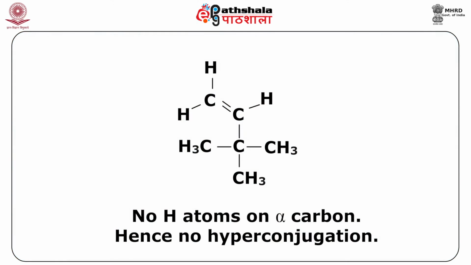For example, in case of this particular alkene, as you can see here, which contains a tertiary butyl group on the doubly bonded carbon, hyperconjugation is not possible because there is no hydrogen atom on the alpha carbon. The effect of hyperconjugation is stronger than the inductive effect, because in inductive effect there is only partial delocalization of charges, but in hyperconjugation there is a total transfer or delocalization of charge across these atoms.